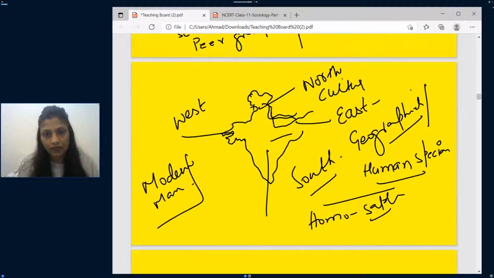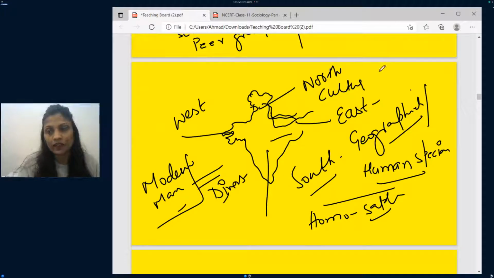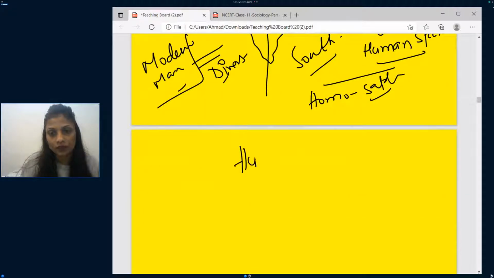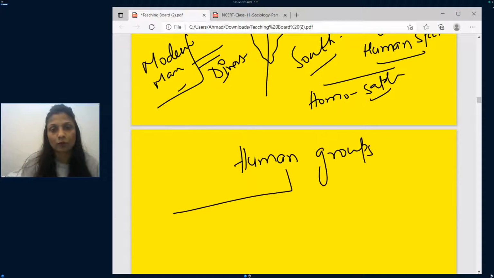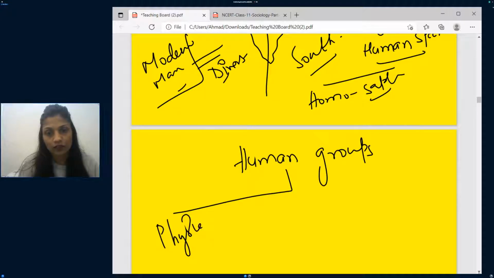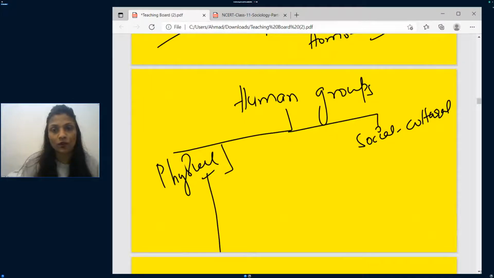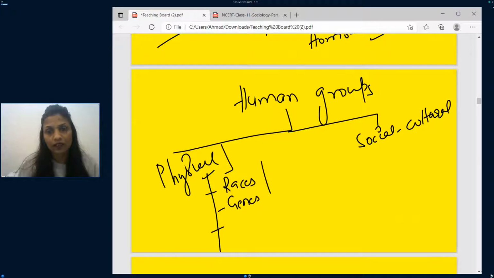But then, how are we diverse? Two things make us different. Human groups are different because of two things: first of all, physical characteristics, and second, social or cultural characteristics. Physically we are different because of different races, different genes. There is a biological difference.